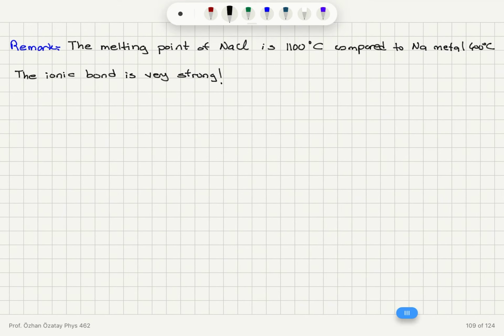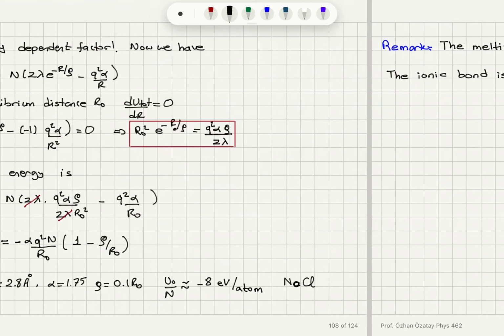So we find that the melting point of sodium chloride as compared to sodium metal is a lot higher, and its bulk modulus is a lot higher. Therefore, the ionic bond is very, very strong. We will talk about the metallic bond later on.